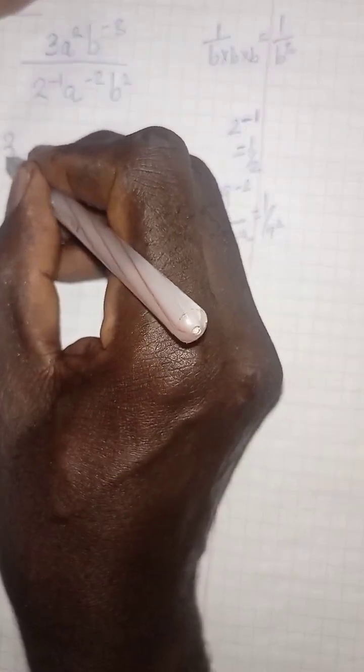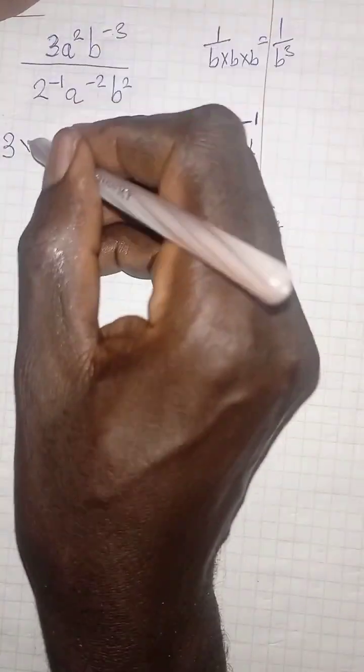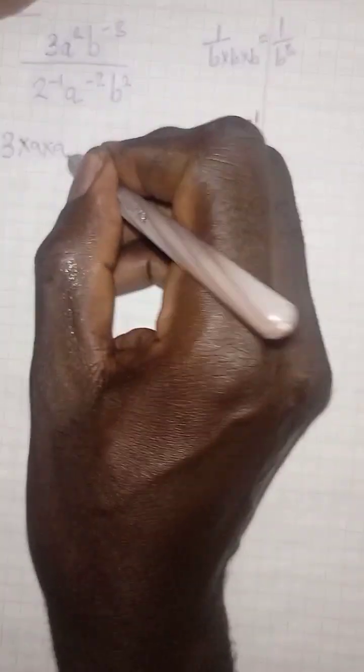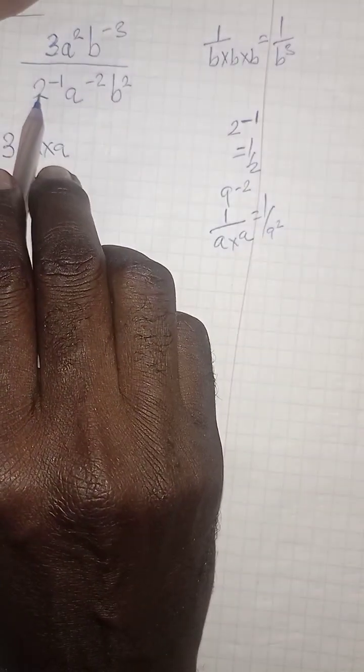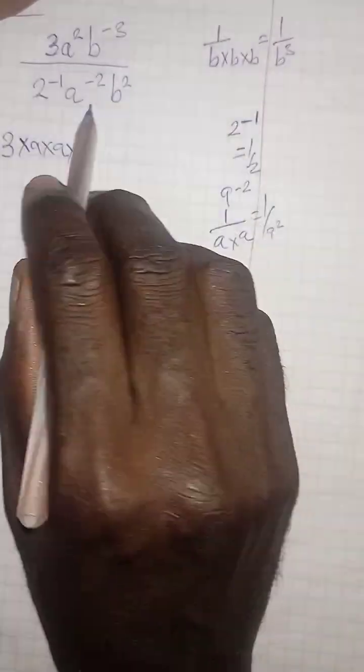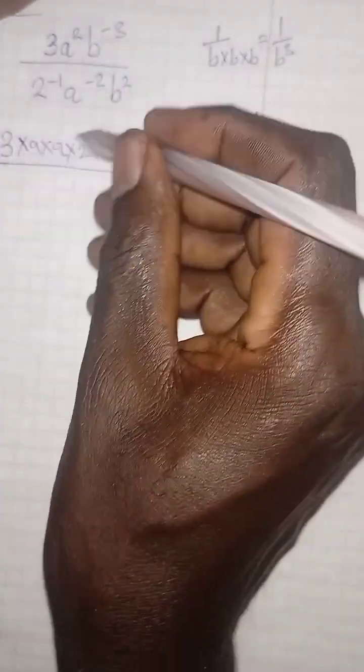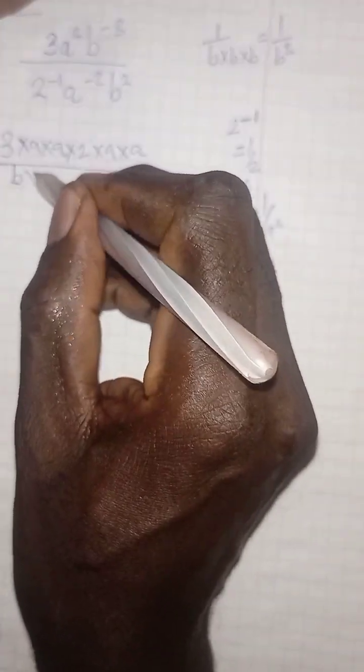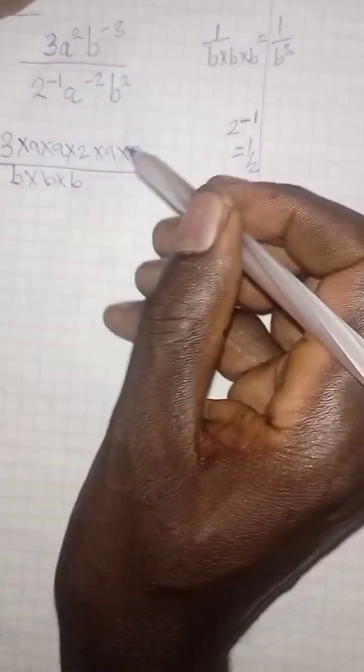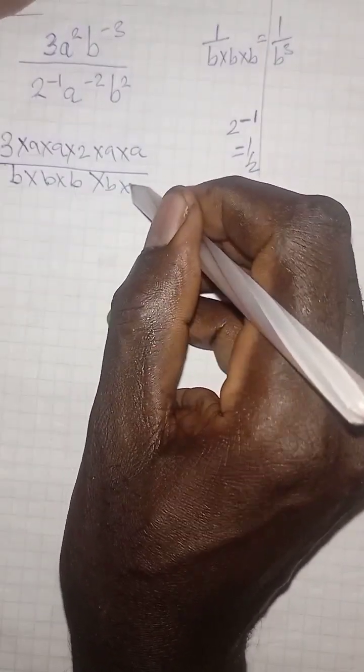Now we shall have 3. This is a. It is just a squared, which is like a multiplied by a. And then we take this 2 up, multiplied by 2. We take this a up, multiplied by a, multiplied by a. We come here, this b, we take it down there, so we shall multiply by 3 b's: multiply by b, multiply by b, multiply by b, and then multiply by this 2b, multiply by b, multiply by b.